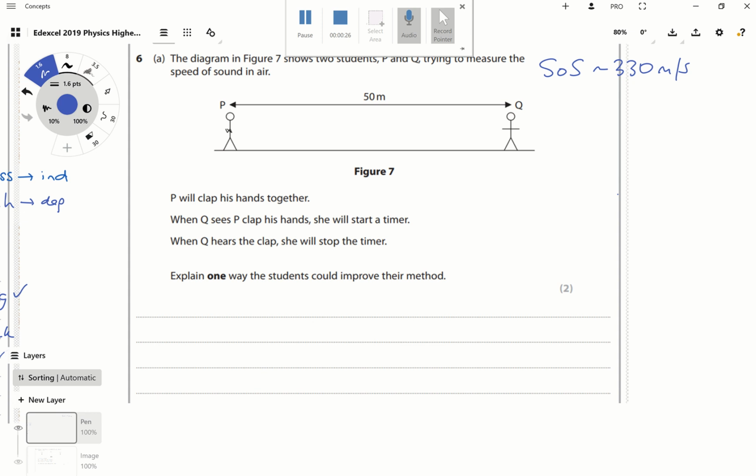So P's going to clap their hands, and you can see they've got them in a little clapping action there. When Q sees them, they're going to start a timer. So I'm going to put a stop clock here, and we're going to see, well, there's a problem. We've got human reaction times. So I'm just going to box that there. And when they hear the clap, they'll stop. It says, how could they improve their method? I'm going to go in the diagram, and I'm also going to highlight that.